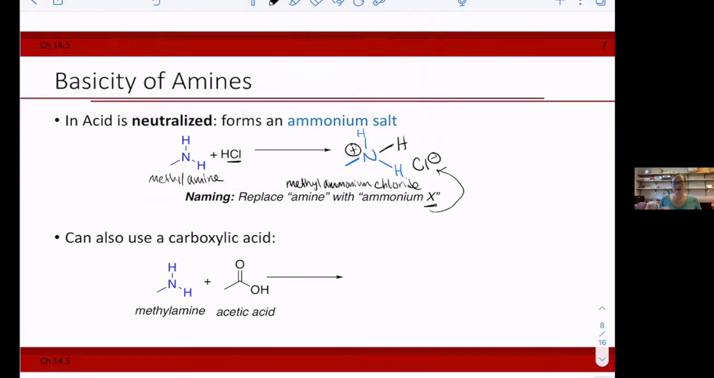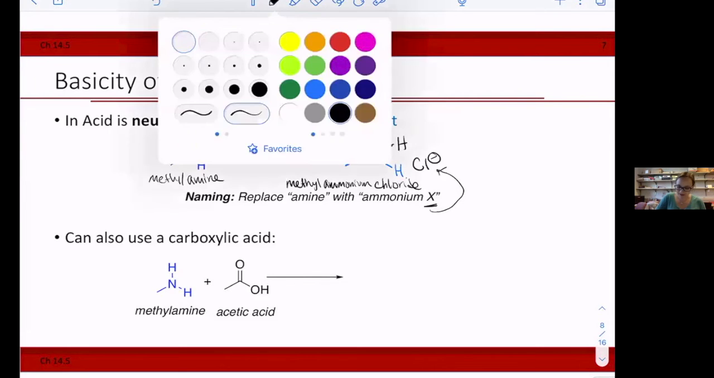So to do this, we don't have to only use HCl, HBr, stuff like that. We can use a carboxylic acid as well. So we can mix together methylamine and acetic acid, and the same reaction will occur. Our amine is going to steal away a hydrogen, and now we're just going to have a different kind of salt, just different components incorporated.